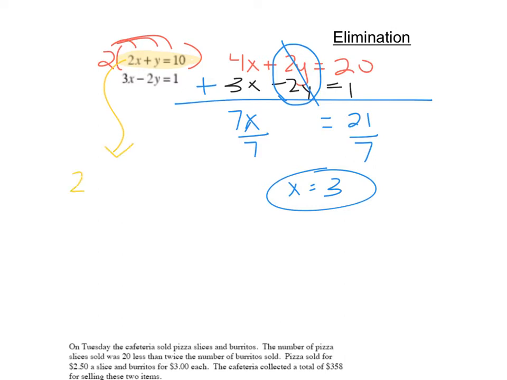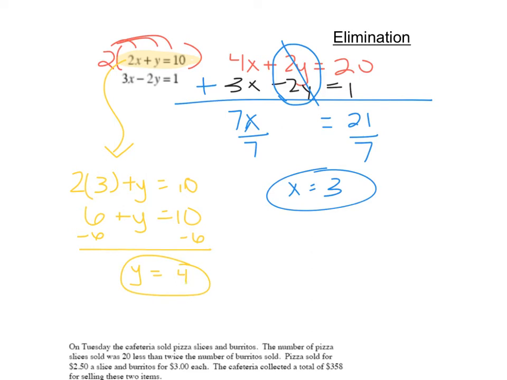We had 2x, put in our answer of 3, plus y equals 10. 2 times 3 is 6 plus y equals 10. You might know in your head the answer is 4, but we can minus 6 on both sides to get the y by itself. Then we get y equals 4. We are finished with elimination.